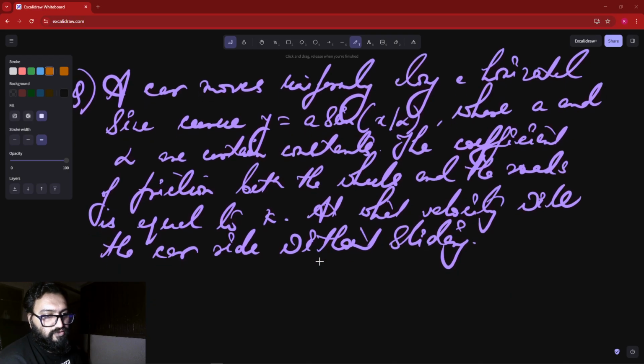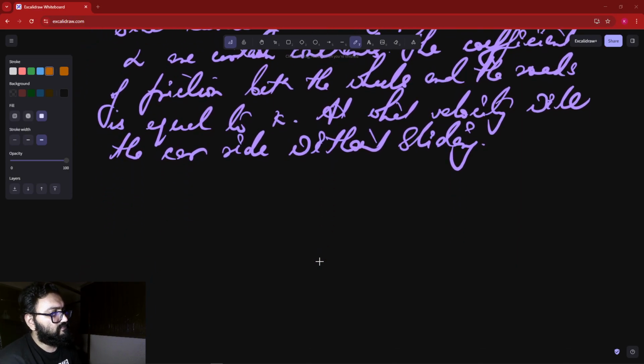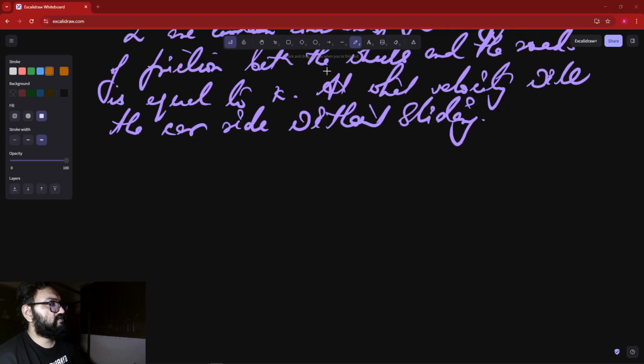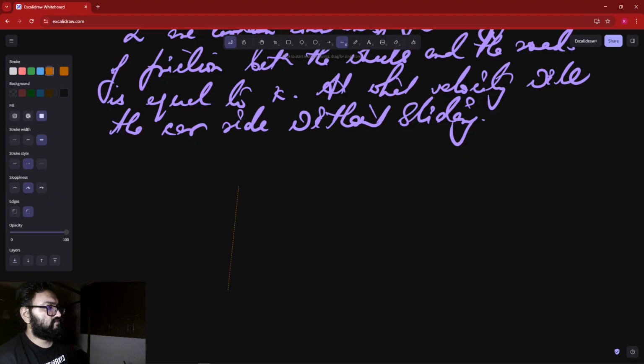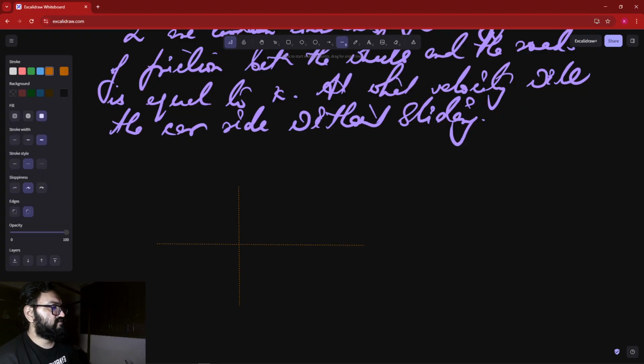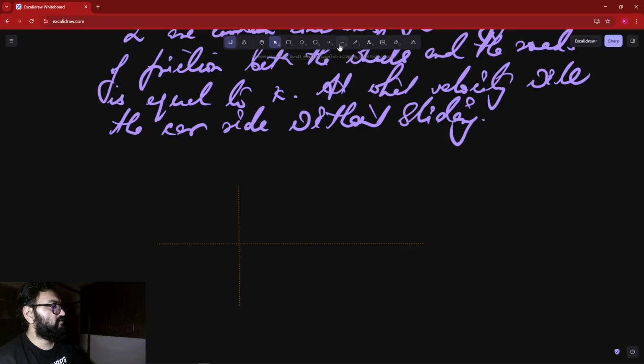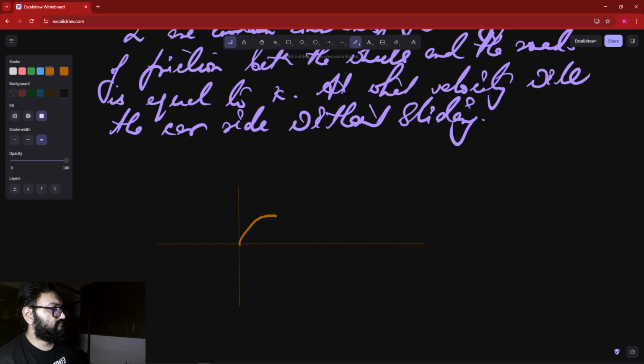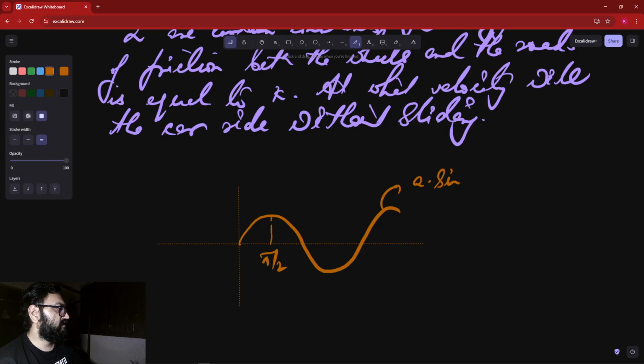Let me draw the diagram first. Basically I'll draw the curve first. So let's say this is my y-axis and this is my x-axis. A sine curve typically looks like this. This is pi by 2, and this sine curve has been given to me as a times sine x divided by alpha. This is what it has been given to me, right?